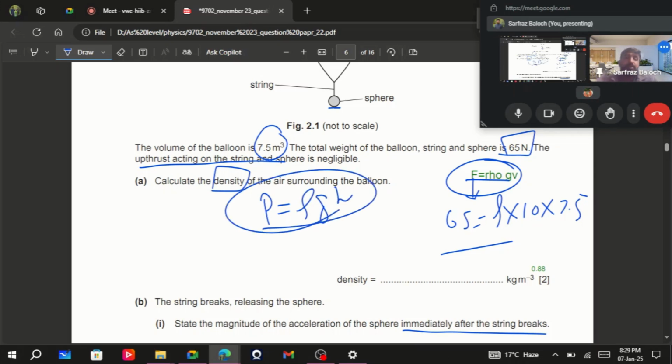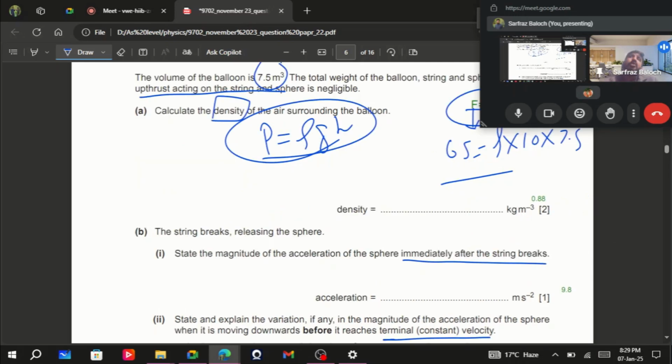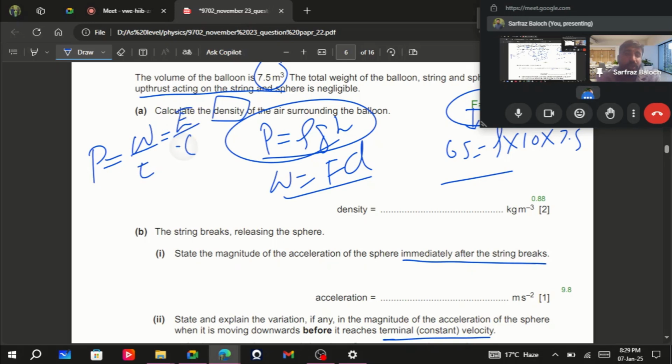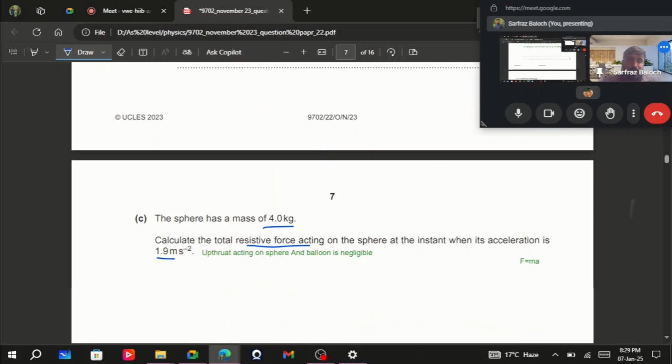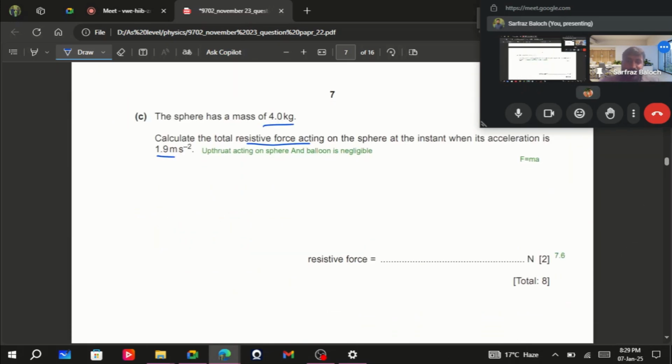What is the formula for work done? Work done is equal to force times distance. And what is the formula for power? Work done over time, or energy over time. In most cases, you can use energy over time. Then what is the formula for pressure? Force over area. In most questions, we have done all these relations in most of the past papers. So next, nothing new here.